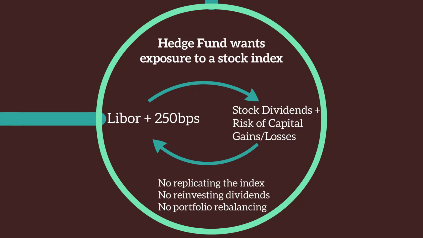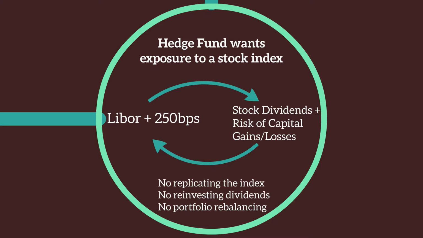We have a hedge fund that wants exposure to a specific stock index for, let's say, $1 billion. Now, the hedge fund doesn't want to lay out an actual $1 billion in capital, so instead it enters into a total return swap. And for the payment of LIBOR plus 250 periodically, it gets the stock dividends and exposure to the capital gains and losses that it wants.